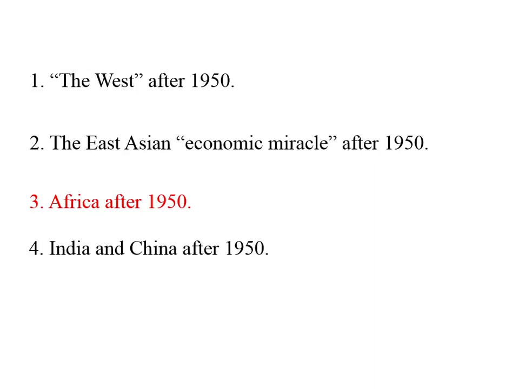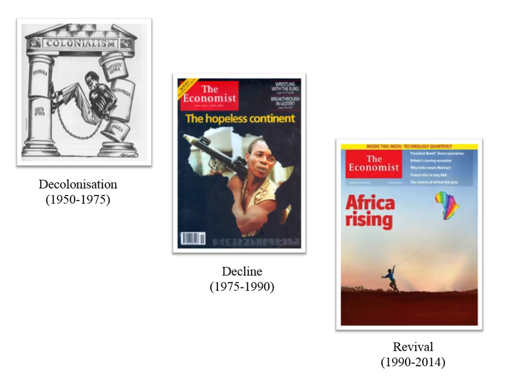Africa after 1950. Now, the image of Africa has been changing a lot. First, after World War II, it was the height of optimism. The era of decolonization. All the problems were because of the white man. The white man is gone. We're going to see development in sub-Saharan African countries. Okay, the period of optimism there.